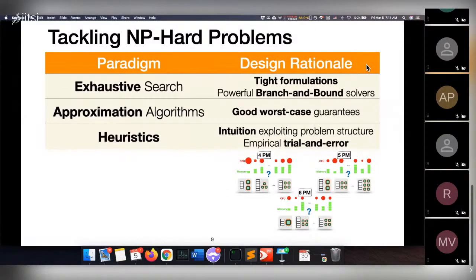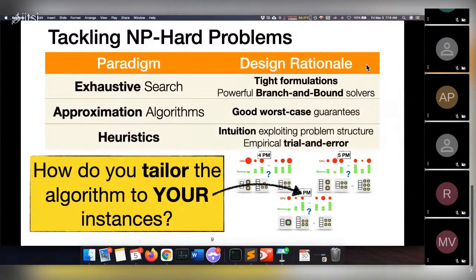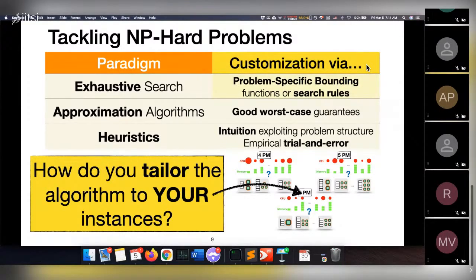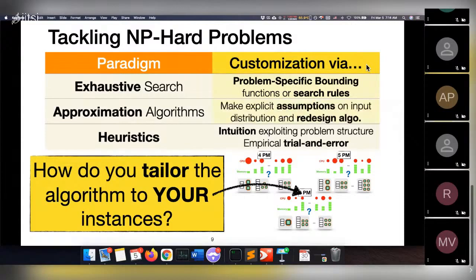Now, if you have multiple instances of the same problem, namely if you have data, then how do these three paradigms adapt to that? How do you tailor the algorithm to your set of instances? If you have exhaustive search, you try to come up with problem-specific bounding functions or search rules, ways to prune the search space that leverage specific knowledge about the instances you have. If you're doing approximations, you might assume that certain parameters of the data come from some Gaussian distribution or some kind of well-behaved distribution, and then you can redesign the approximation to exploit that distributional knowledge. And then you say the approximation guarantee holds in expectation.